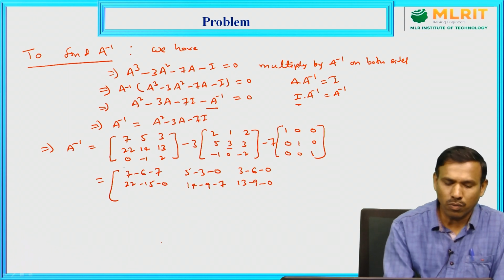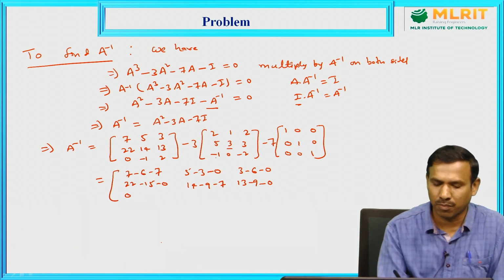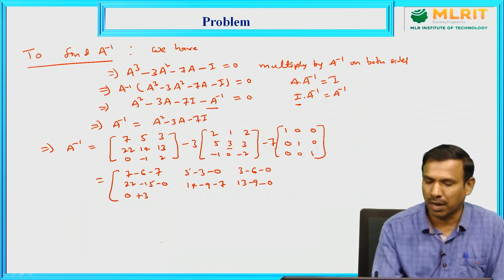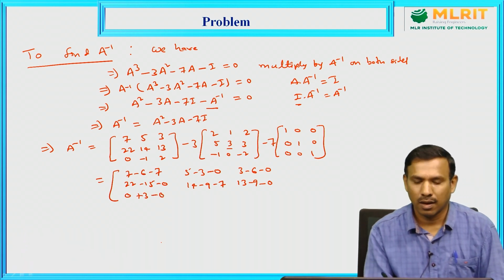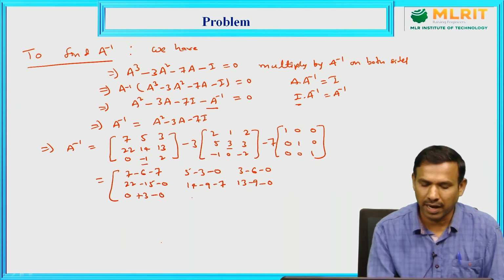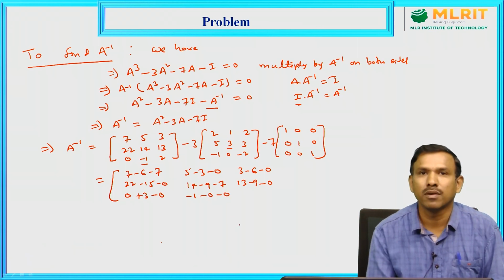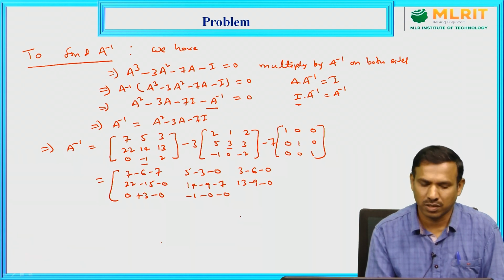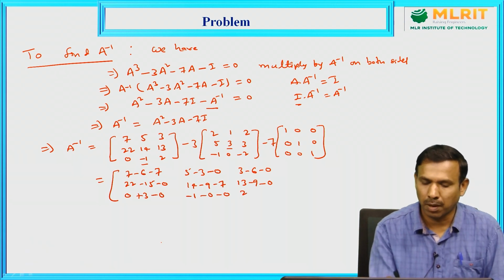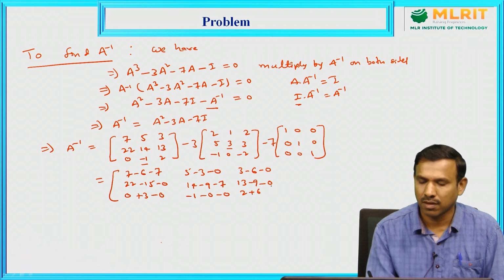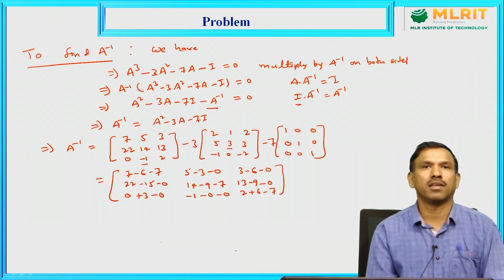So, third row, first element: 0, minus of minus, plus 3, minus 7 into 0, 0. Second element: minus 1, minus 3 into 0, 0, minus 7 into 0, 0. Third row, third element, last element: 2, minus 3 into minus 2, plus 6, minus 7 into 1, minus 7. These are the values.